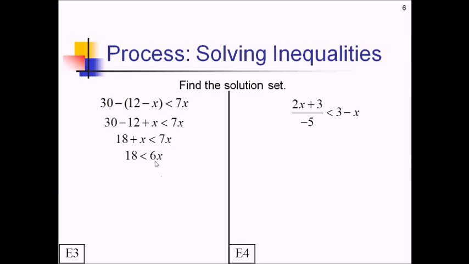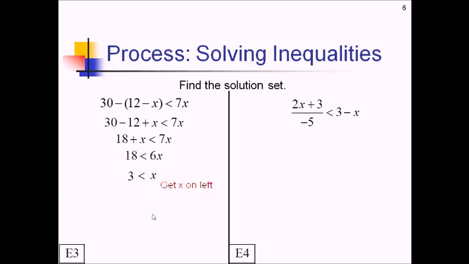Next step, we can divide both sides by 6. That'll be 3 less than x. And at this point, you might be tempted to go ahead and graph the thing. But we got to be careful. What this is saying here is 3 is to the left of the solution. So if you were to graph this just following the arrow, you would actually be going the wrong direction. We want to make sure that x is on the left side.